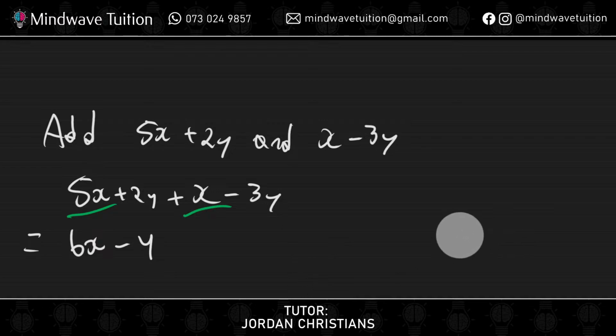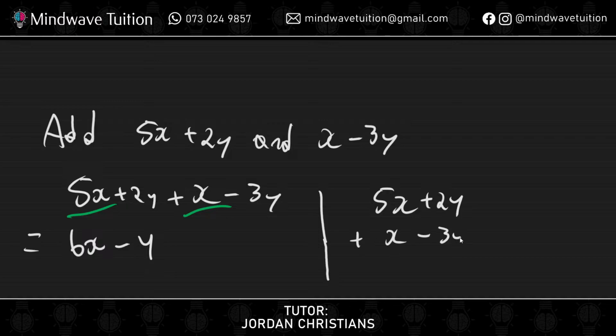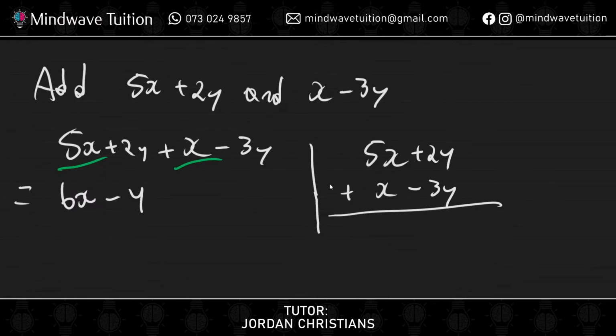So the other format you can do as well, it's both the same answer. So we can say 5x plus 2y added to x minus 3y. So with that, 5x plus x will give us 6x, minus 2 minus 3 gives us minus 1y, or just minus y. So importantly, whenever you write this down, you want to make sure that you're writing the like terms directly underneath each other, because that is how you add things.